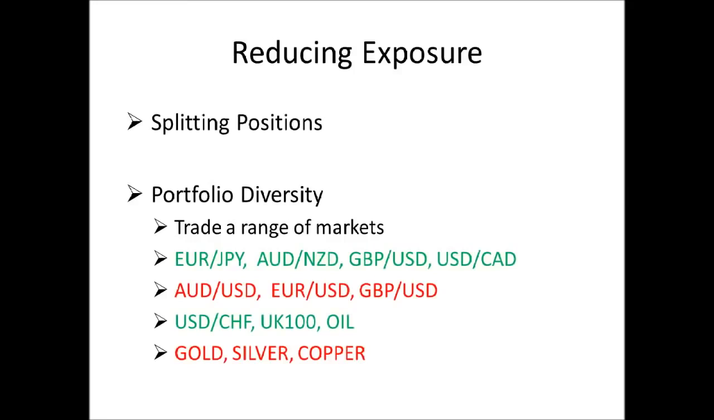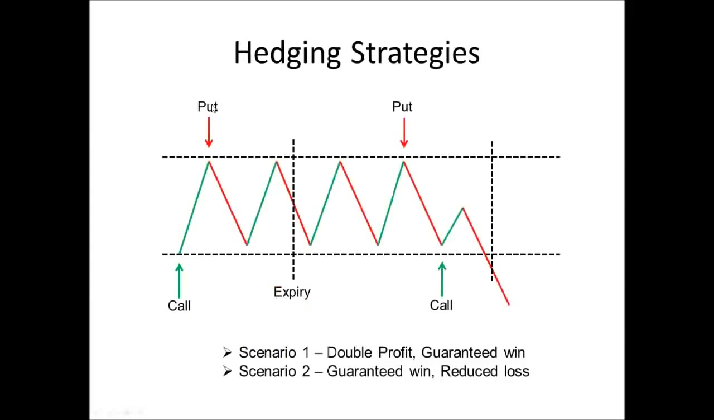I have two tips or two bits of advice for reducing exposure. First of all, splitting positions, and then portfolio diversity. So let's look at splitting positions, and let's go back to one of the illustrations I used for a hedging strategy. When talking about hedging strategies and using this illustration, I used $10 as an example of a call and a put, but we can reduce our losses and reduce market exposure if we split our positions.